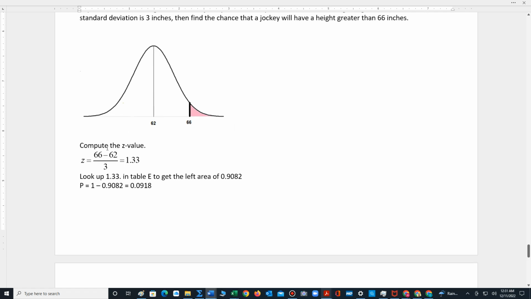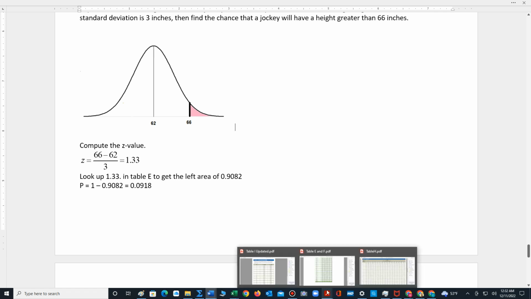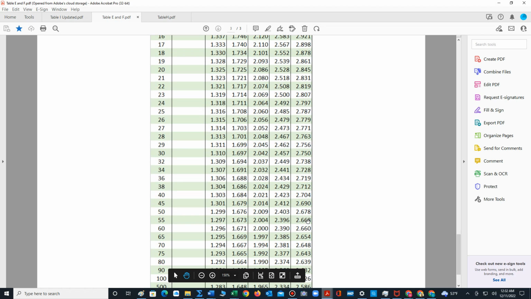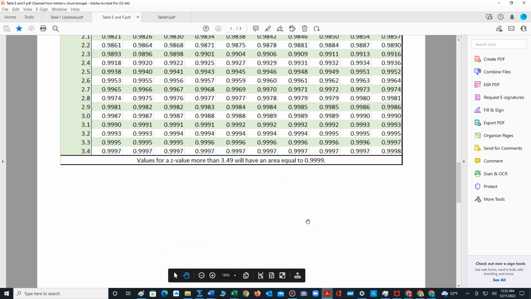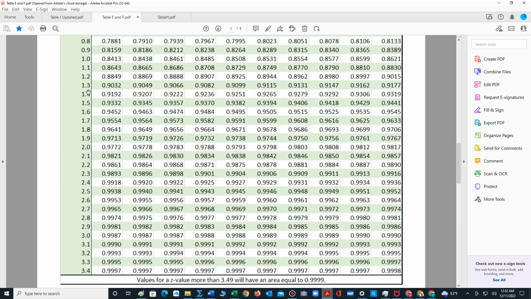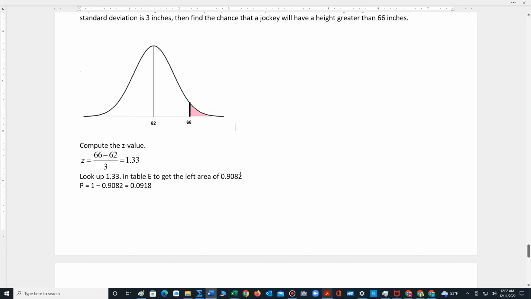Our next step is to calculate this corresponding z-value. 66 minus 62 divided by 3 is 1.33. We look up that value in table E. So 1.33 is 0.9082. That's the area to the left. We want the area to the right, so 1 minus 0.9082 is 0.0918.